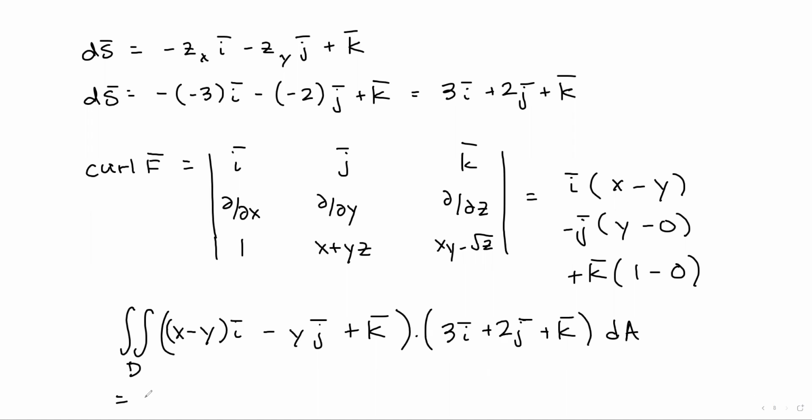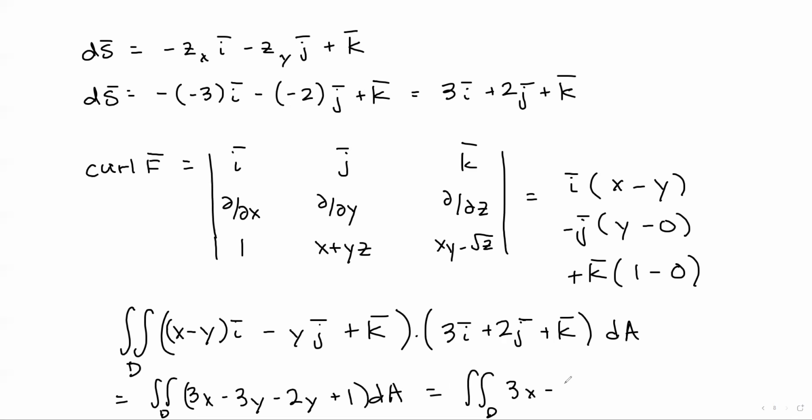All right, and so before we do that, we go ahead and just do the dot product here. So we're going to have x minus y times 3. So that'll give us 3x minus 3y, minus y times 2. So that's going to give us minus 2y. And then plus k. So I got k dotted with k. So that's going to give us plus 1 dA. So what have we got? We've got the double integral over D of 3x minus 5y plus 1 dA.